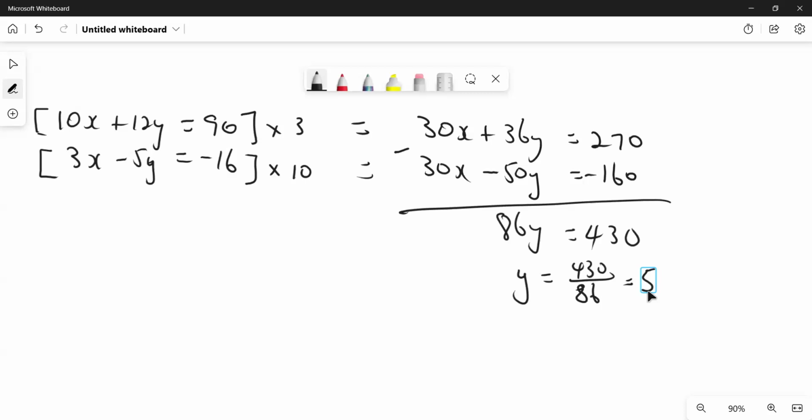All right, good. So now we can substitute. We can substitute y equal 5 in equation 1, right? Equation 1 was 3x minus 5y equal minus 16, right? So what is that?